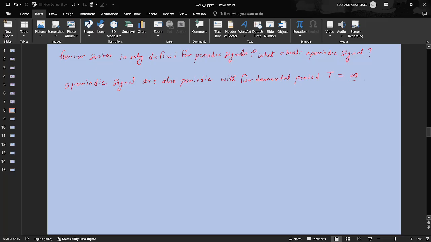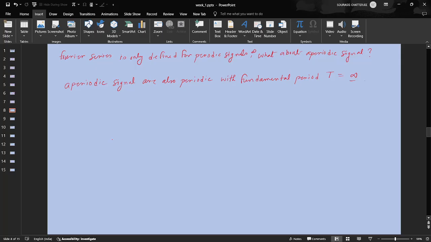So that is how I try to balance both definitions. In practice T equal to infinity is not going to be achieved, so the signal is aperiodic, meaning it doesn't repeat itself. But to make it fall under the periodic signal framework, I am saying that they are periodic with fundamental period T equal to infinity. Then we can bring the aperiodic signal into the periodic signal framework.